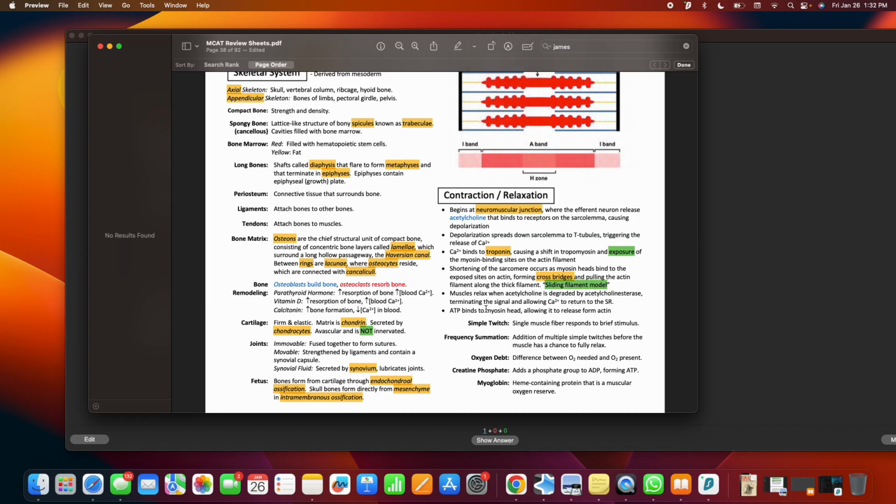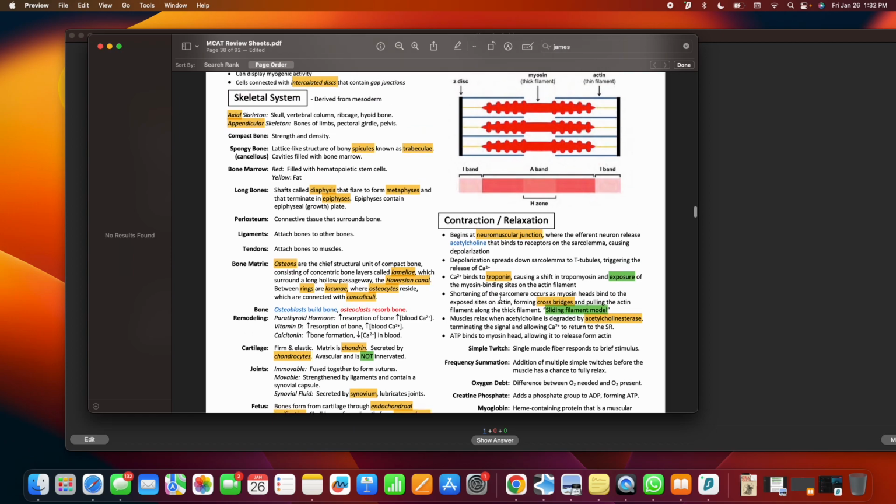right? And then we have the muscles relaxing when acetylcholine is degraded by acetylcholinesterase. So what takes away the acetylcholine is acetylcholinesterase, and it esterifies acetylcholine as we expect, I think. So that's for muscle relaxation, and you terminate the signal by allowing Ca2+ to return to the sarcoplasmic reticulum. And what was sarcoplasmic reticulum again? It was the endoplasmic reticulum of the muscle.